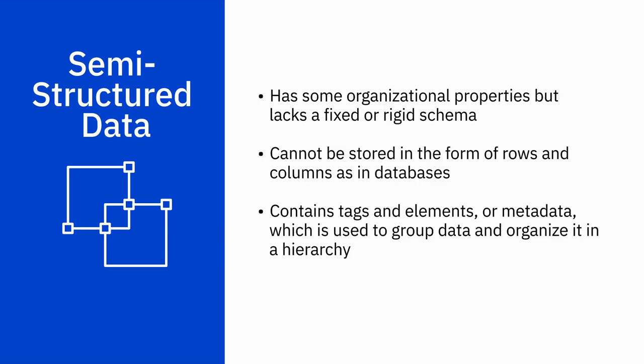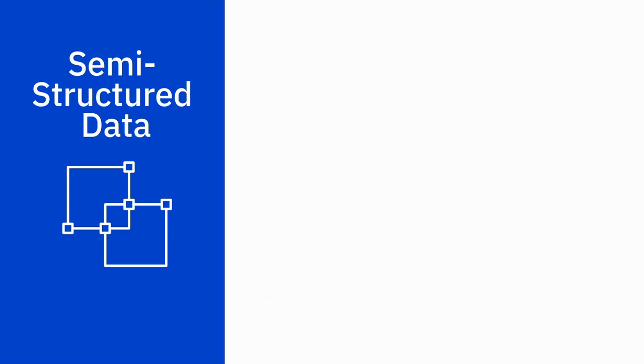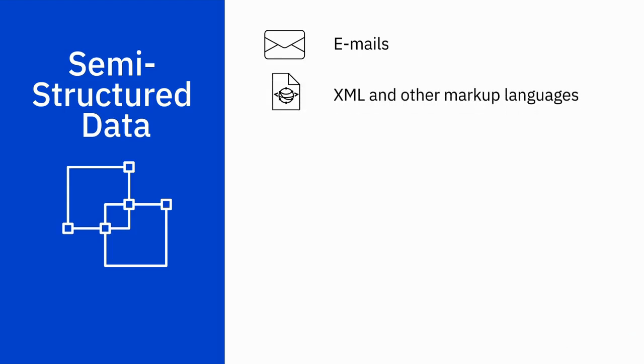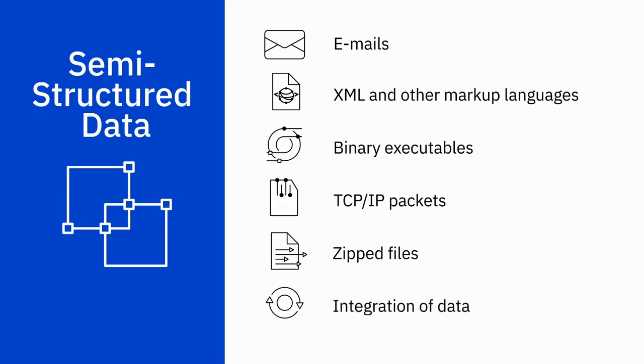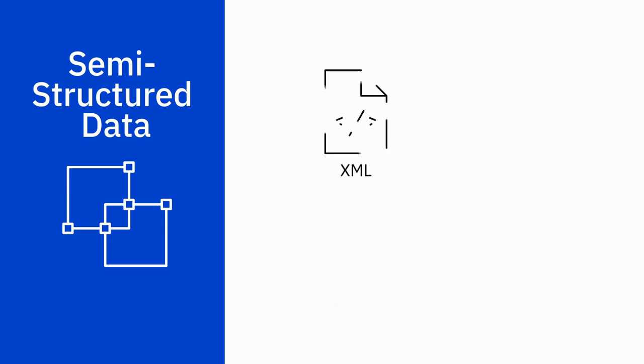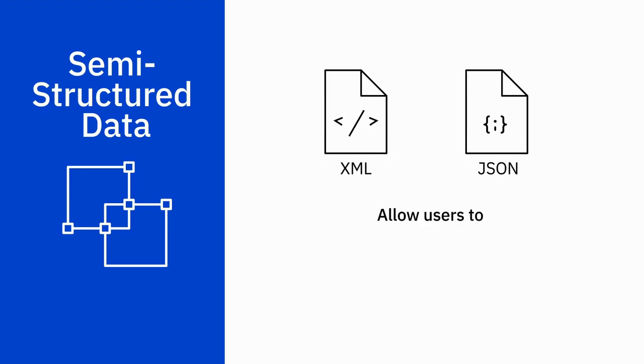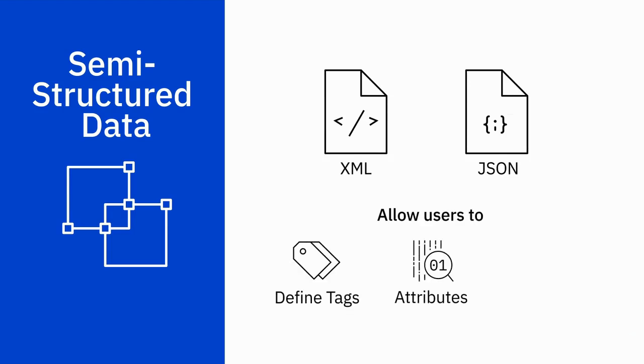Some of the sources of semi-structured data could include emails, XML and other markup languages, binary executables, TCP/IP packets, zipped files, and integration of data from different sources. XML and JSON allow users to define tags and attributes to store data in a hierarchical form and are used widely to store and exchange semi-structured data.